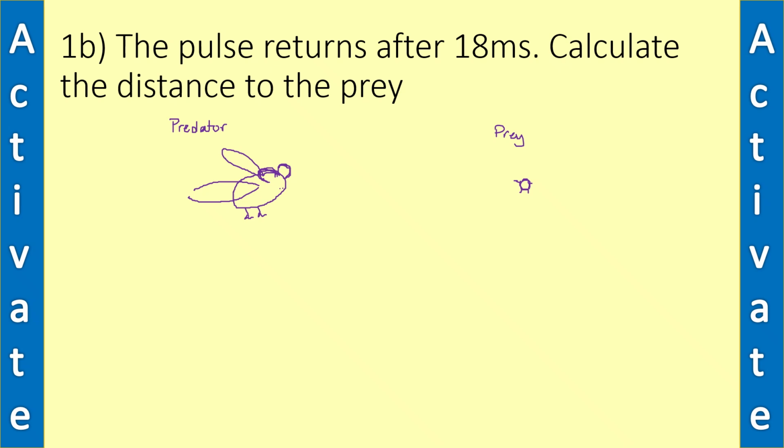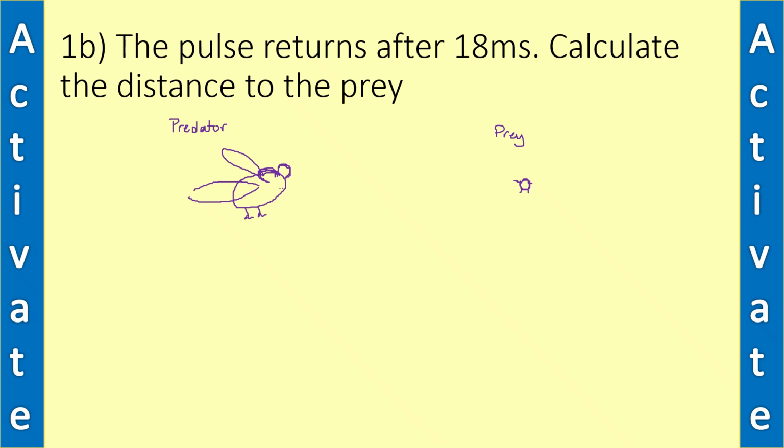Okay, the pulse returns after 18 milliseconds. Don't get caught out by that. That's not meters per second, that's milliseconds. Calculate the distance to the prey. So this is a super common question when you've got ultrasound, the idea of a pulse, a signal going to something and then coming back.